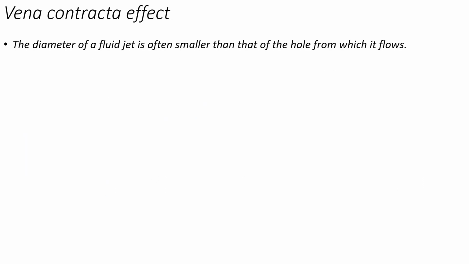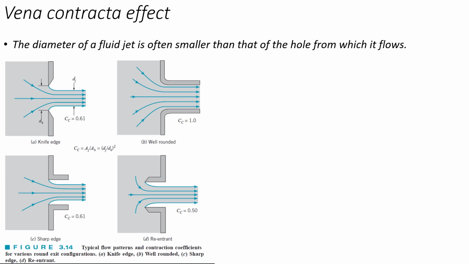What happens when a jet of fluid exits a small hole is the vena contracta effect. So what is the vena contracta effect? If we look at this diagram that was used in your Munson book, the water jet that is exiting this reservoir has a jet diameter less than the diameter of the hole. So the jet contracts when it exits a hole. This is called the vena contracta effect.